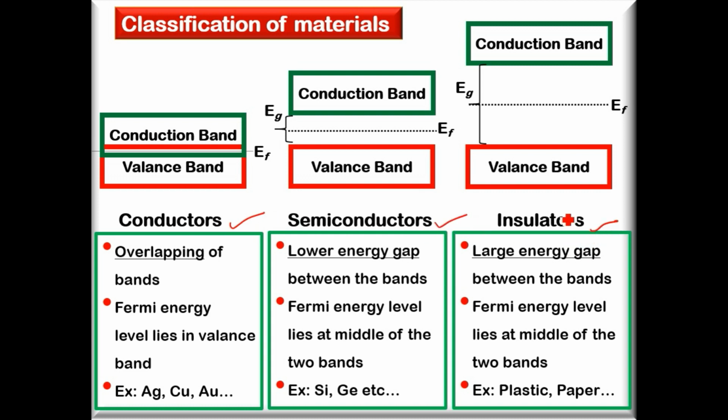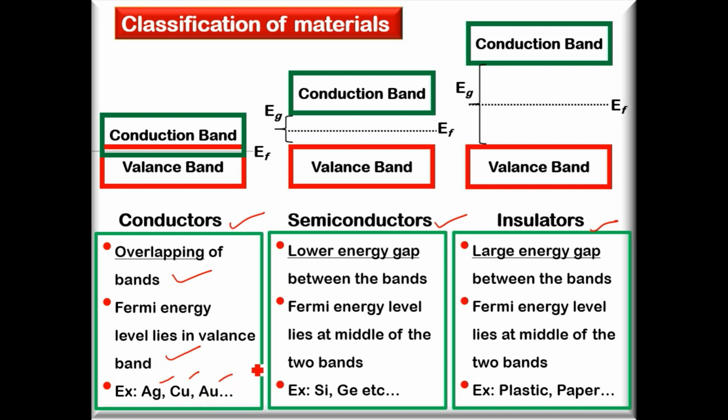Coming to conductors, there is an overlapping of the conduction band and valency band, because of which the Fermi energy level lies in the valency band. The examples are silver, copper and aluminium.